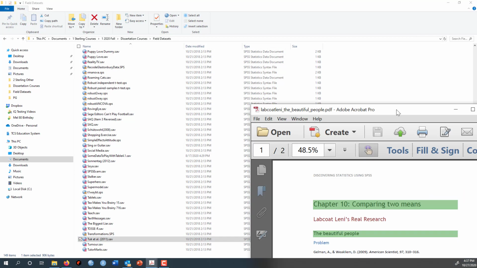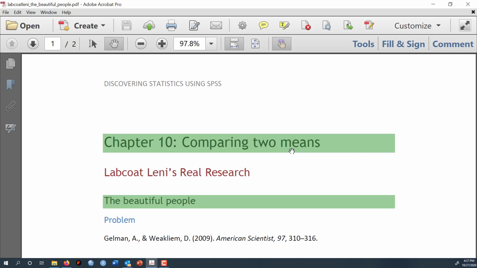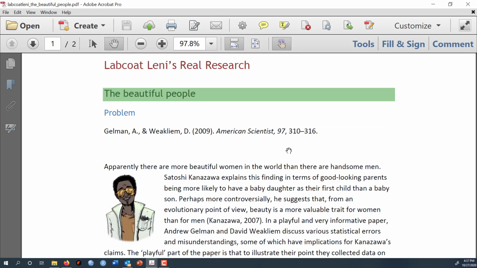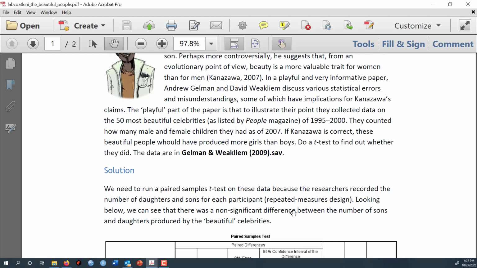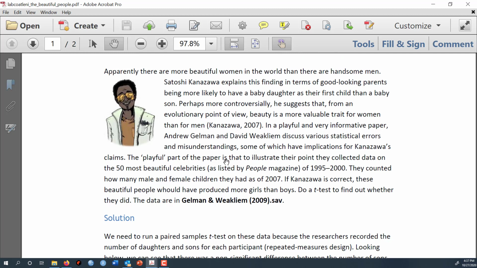Then here comes the next one. In this situation, we're comparing two means again, but we're comparing repeated measures. It just means that we're looking at the same subject across two different measures. So it's called a paired samples t-test. I found this a little convoluted, but they counted how many male and female children these 50 most beautiful celebrities had. And so obviously it's paired because they're counting how many male and female children each of these 50 celebrities had.